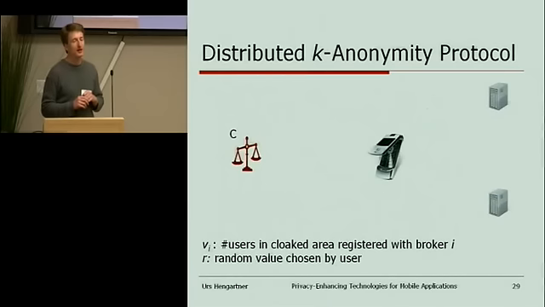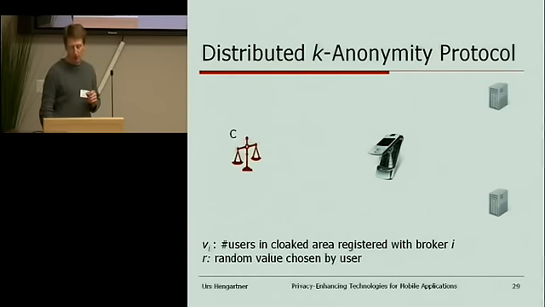So the next slide outlines the protocol. I changed the setup slightly from the previous slide. Now we have the user in the middle of the slide, and we have two location brokers on the right side, and we have a secure comparison server on the left side.